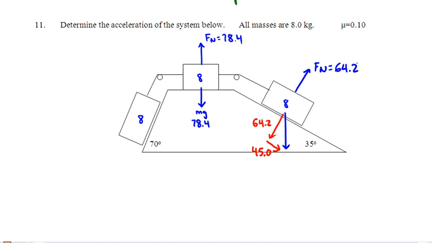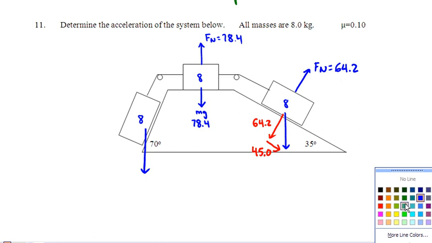Okay, I've left friction out. I want to kind of see the whole battle first before I get the friction going on in there. The other box, let's take a look here. It's going to have an mg going down. It's also going to be 78.4.